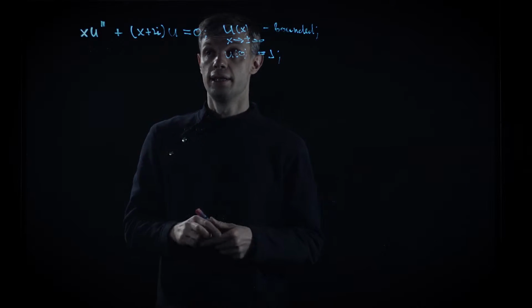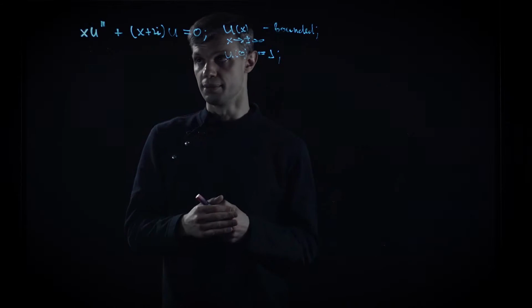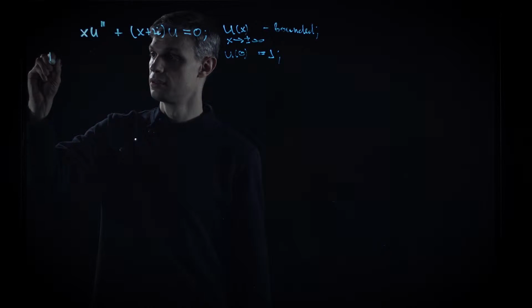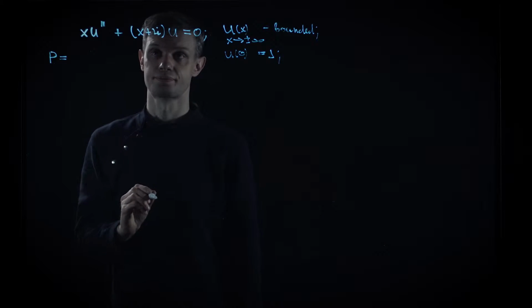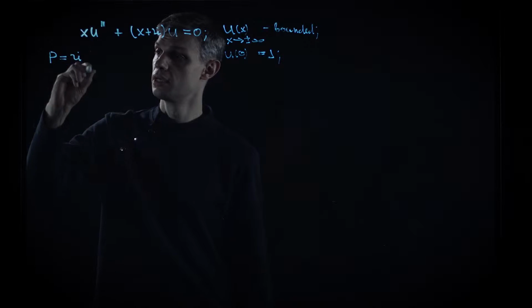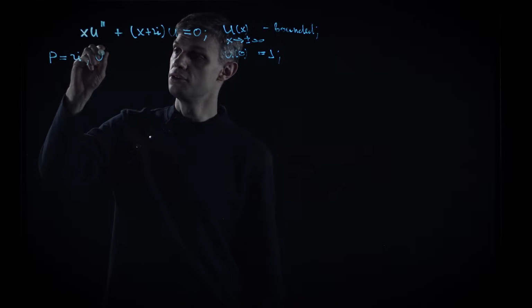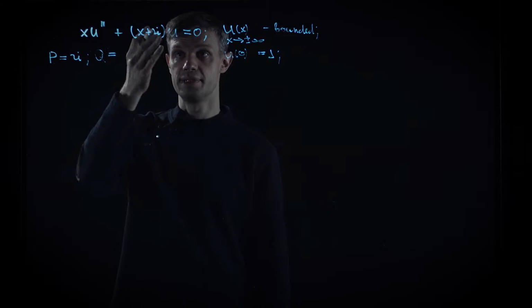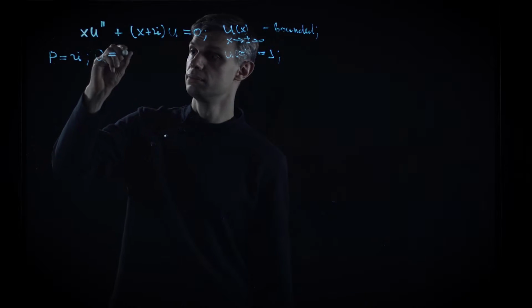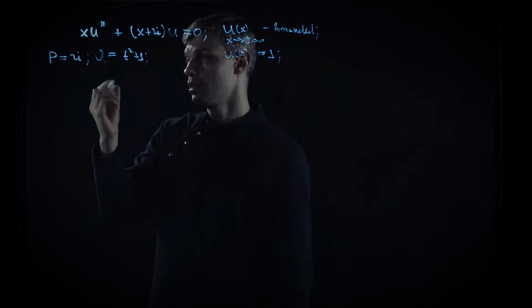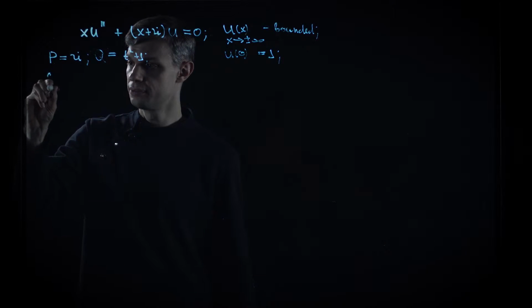So let's follow our standard scheme. First, build P and Q polynomials. The P polynomial is simply 2i. The Q polynomial is t squared plus 1. Now we compute the standard integral.